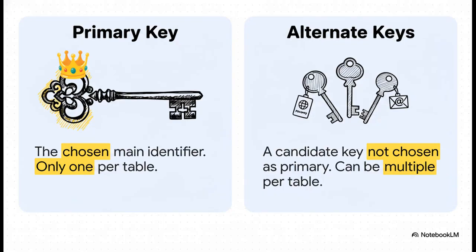This slide really just nails the difference. It all boils down to choice. You can have only one primary key per table, period, but you can have as many alternate keys as you need. Here's a great way to think about it. Your social security number is like your primary key. It's the main government ID for you. But your passport number and your email address, those are like alternate keys. They also uniquely identify you, just in different situations.